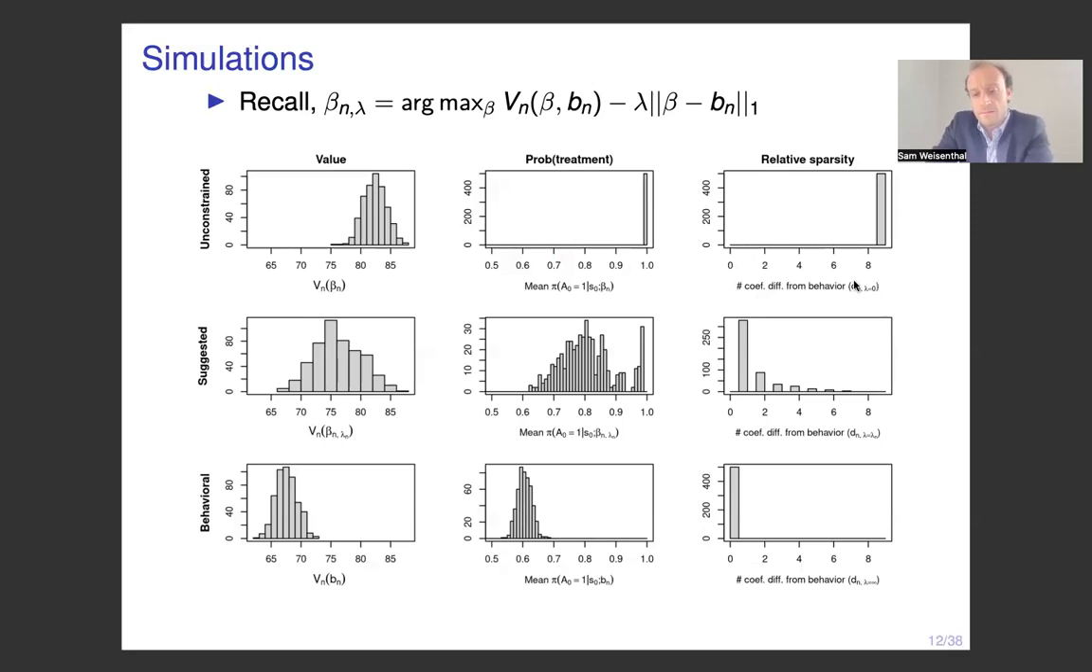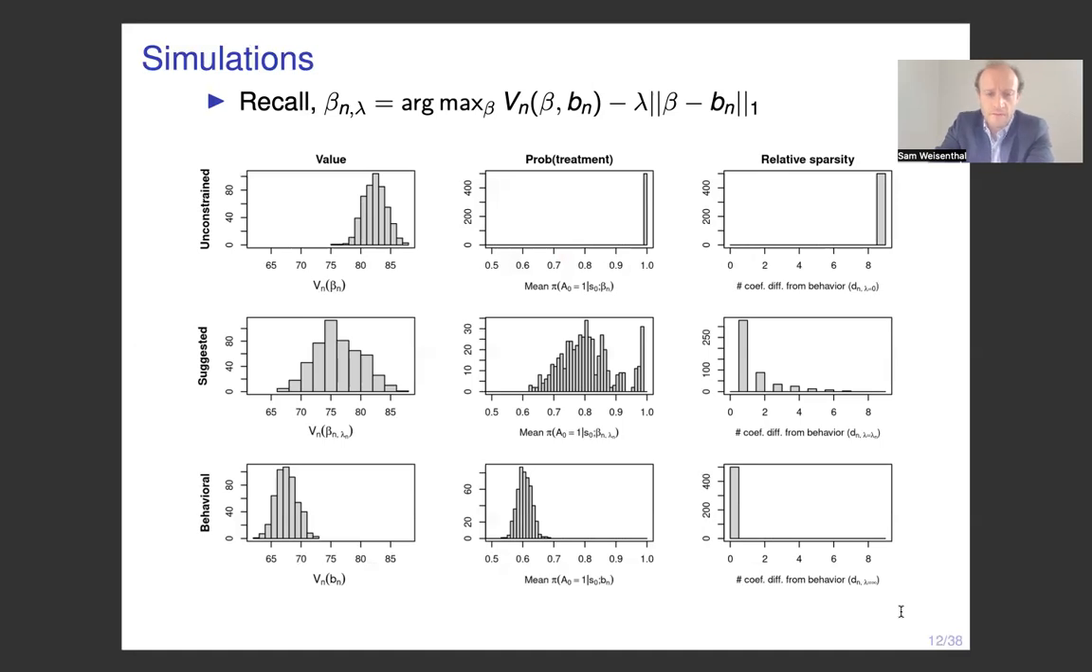We also observe the relative sparsity from each of the policies. In particular, we have the number of coefficients that differ from behavior here. You see that in the unconstrained policy, because there's no penalty here, all of the coefficients differ from behavior. In the suggested method, when we have this penalty, on average, just one coefficient differs from behavior. So we only have to make a small change to one coefficient to get an increase in value that's somewhat substantial over the behavioral policy. And finally, in the behavioral policy, no coefficients differ from behavior. So we obtain relative sparsity. Closeness to behavior, relative sparsity.